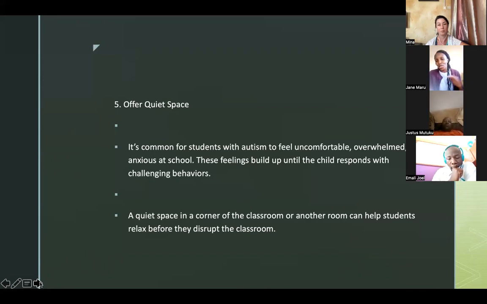He actually did not like noise at all. Whenever you would find him walking, he would be closing his ears so that he doesn't hear that noise. So offering a quiet place in a corner, in a classroom, or in another room can help students relax before they disrupt the classroom. They had a special unit where they would be allowed to just sit down on the floor or on the mat, just have their own time, because having that quiet time for children with autism is very important. Next slide, please.